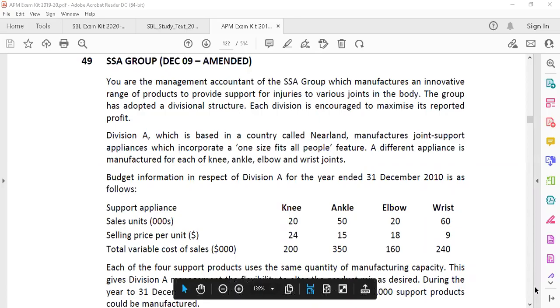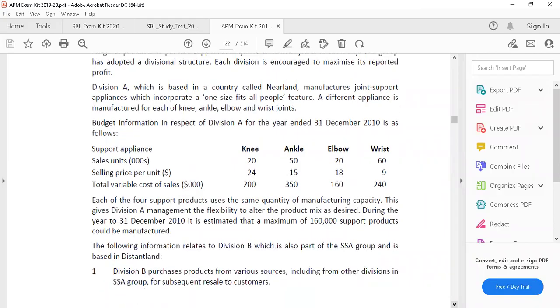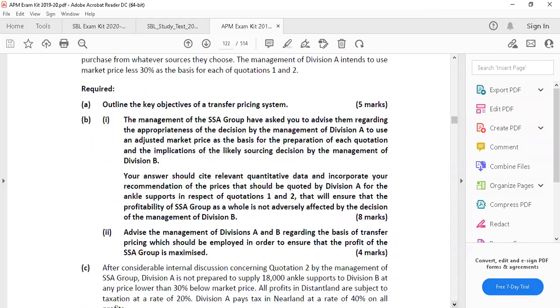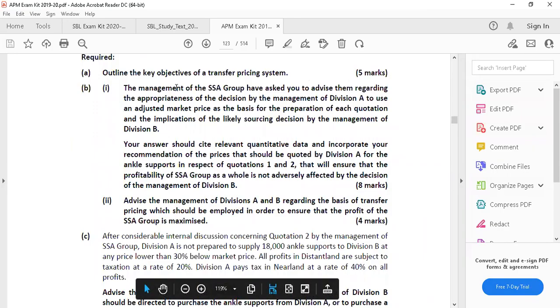We'll do a case study on transfer pricing. The requirements of this particular question: outline the key objectives of a transfer pricing system.